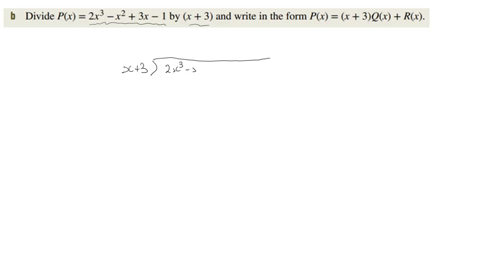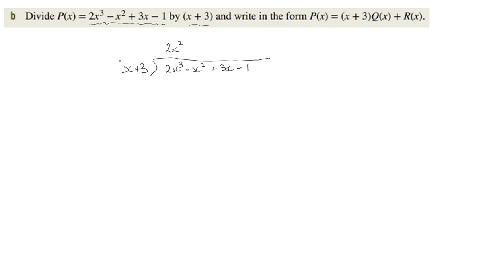and then I'll whack in my cubic here, 2x cubed minus x squared plus 3x minus 1. All right, now here's the process. Leading term, 2x cubed, divided by leading term x. That's 2x squared. Okay, lock that in.